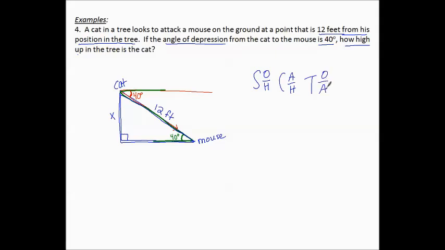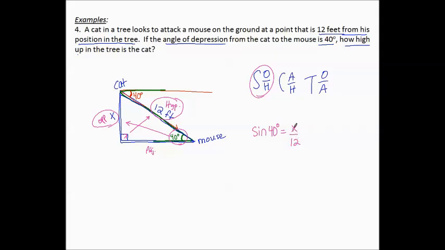Let's label from the angle that we have in our picture. So from this angle, opposite. From the right angle, hypotenuse. And then remaining is adjacent. Opposite and hypotenuse go with sine. So we'll write sine of 40 degrees equals x over 12, and now we'll solve for x.